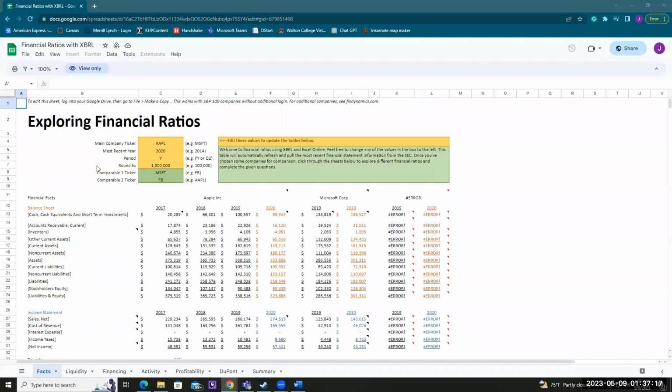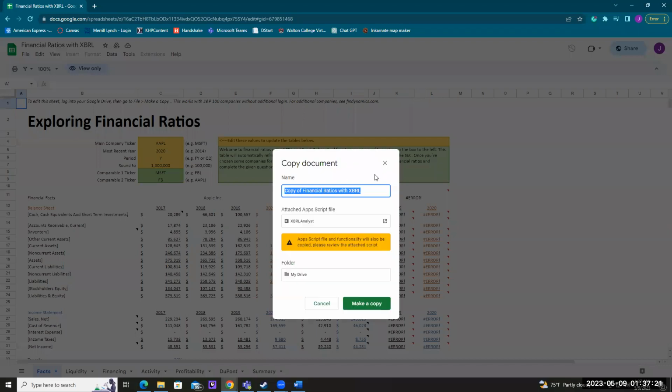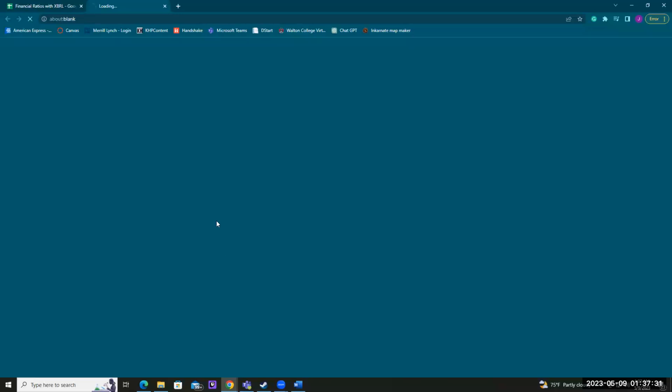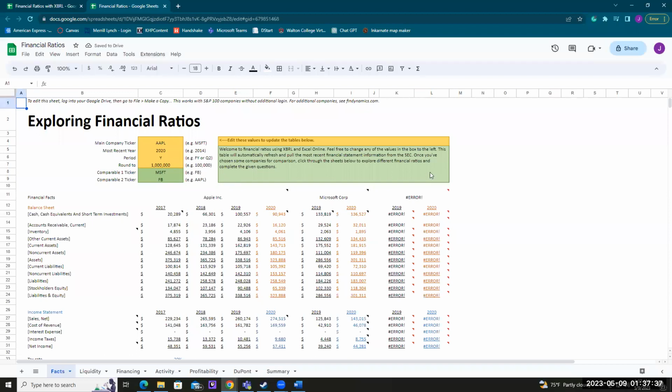All right, so first thing we're going to do for this is make a copy of it, that way we can mess around with it. And we're going to go ahead and call it financial ratios. All right, and we'll make a copy. So now you see here we have a copy of the sheet that we can actually go ahead and do some stuff with.